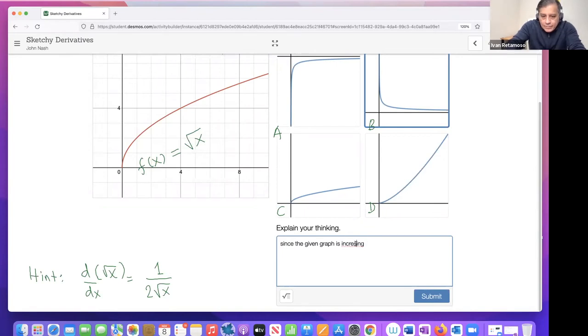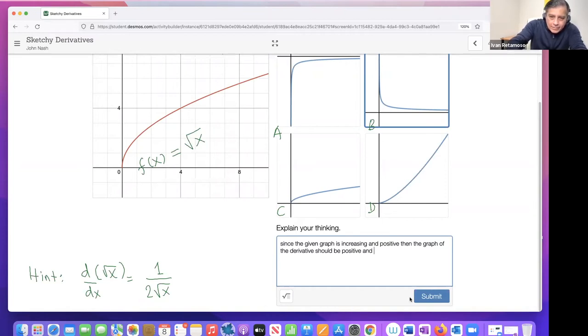Increasing and positive, then the graph of the derivative, which is this, the graph of this, right? Graph of the derivative should be positive and decreasing, because it's a reciprocal, right?